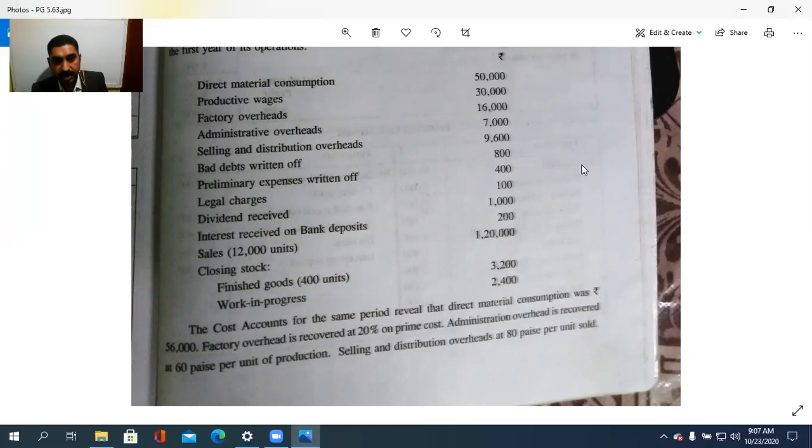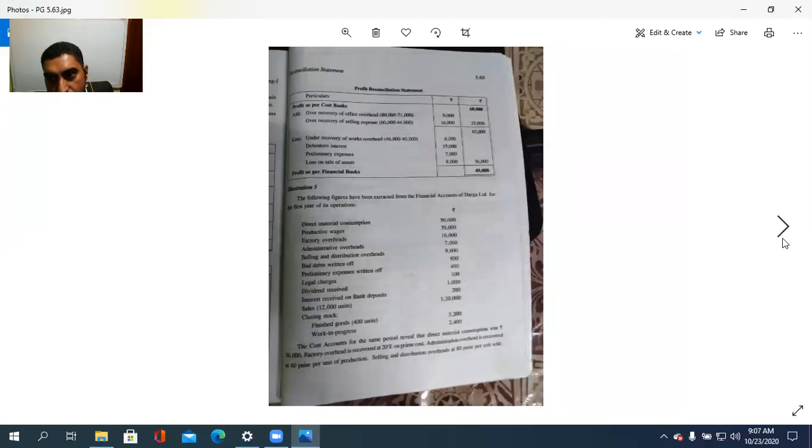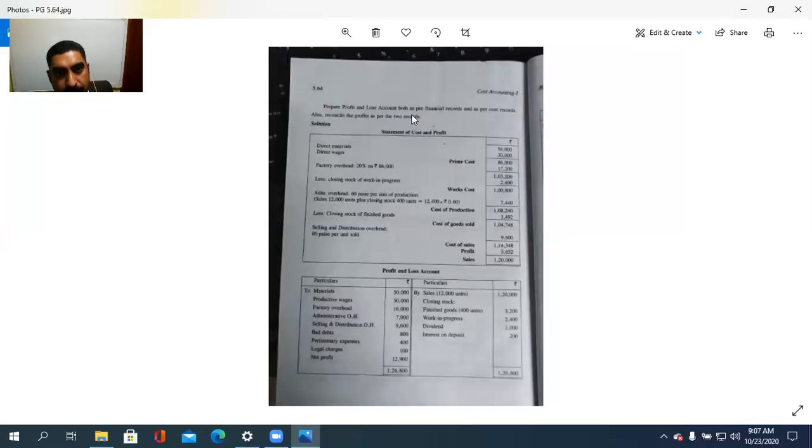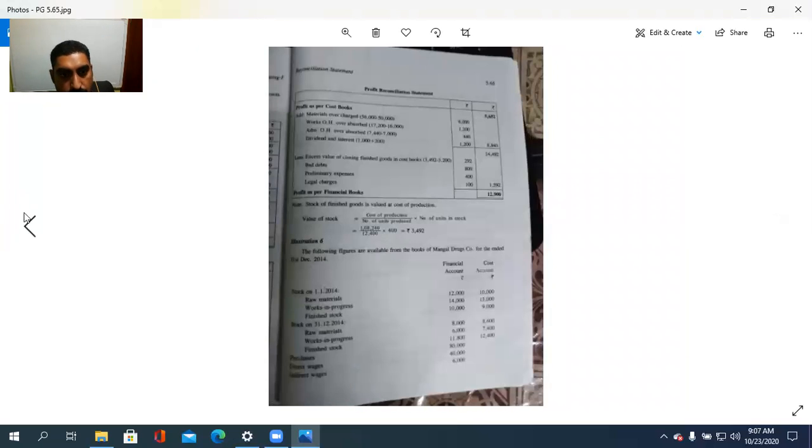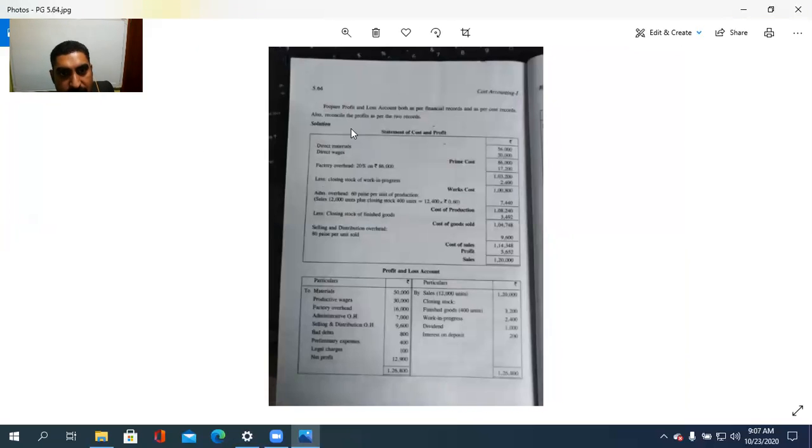Factory overhead is recovered at 20% on prime cost. Administration overhead is recovered at 60 paise per unit of production, and selling and distribution overhead at 80 paise per unit sold. So prepare the profit and loss account, both as per the financial records and as per the cost records, so that reconciliation can be done. So we will do it.